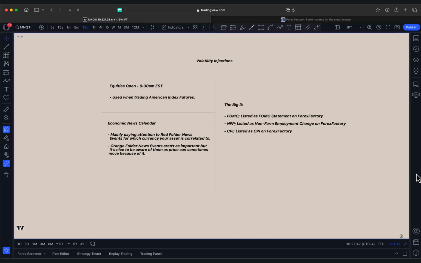Moving on, the major volatility injections you're going to want to pay attention to are called the big three. This is going to be your FOMC statement, your non-farm payroll, and your CPI. On Forex Factory, FOMC is listed as FOMC statement, NFP is listed as non-farm employment change, and CPI is listed as just CPI or core CPI. The reason we want to pay attention to these big three is because these are the most volatile of all red folder news.